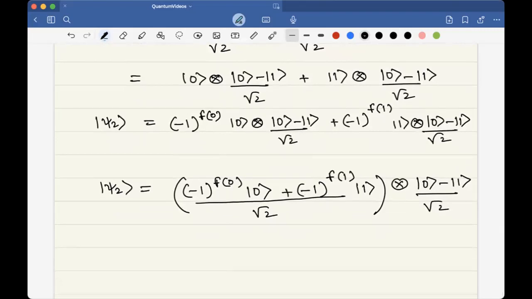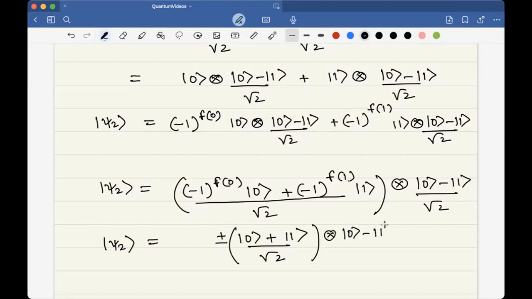So now let's analyze this a little bit. There are two cases. If f of 0 is equal to f of 1, then psi 2 will be equal to ket 0 plus ket 1 over square root of 2, with a plus or minus. If f of 0 equals f of 1 equals 0, it will be plus. And if f of 0 equals f of 1 equals 1, then it will be minus. So there will be a global phase of plus or minus 1, tensor ket 0 minus ket 1 over square root of 2, if f0 is equal to f1. So this is one possibility.